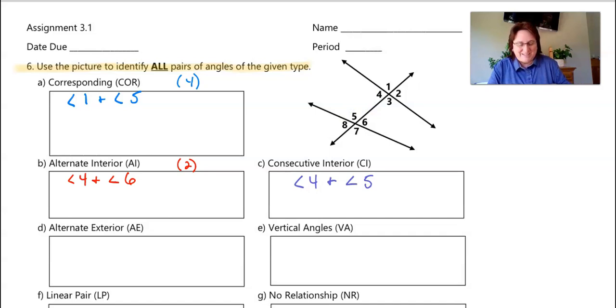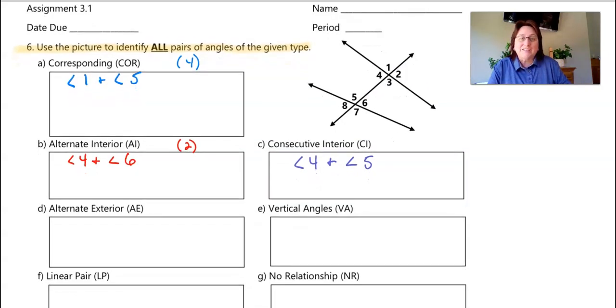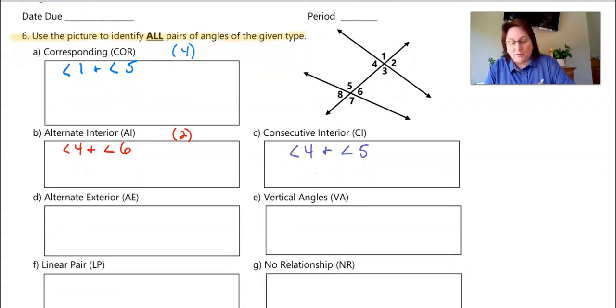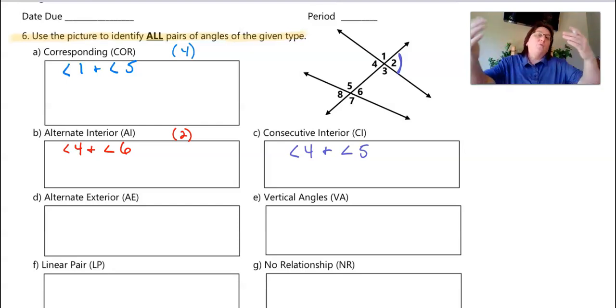All right, now alternate exterior angles. Okay, so remember, exterior means on the outside. So I'm going to come over here and do angle 2 this time. That's on the outside of the lines, right? And alternating means that it's going across the transversal. So, hey guys, you give this a shot. Which one of the other exterior angles do you think is the alternate exterior to angle 2?